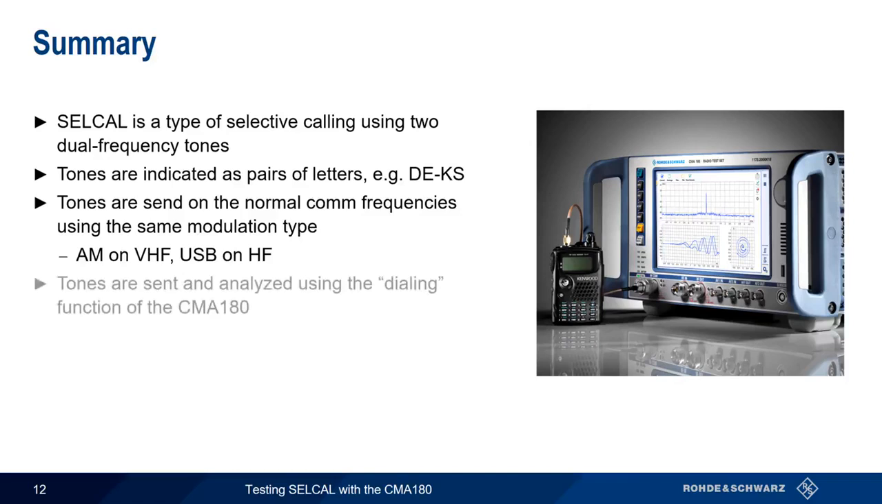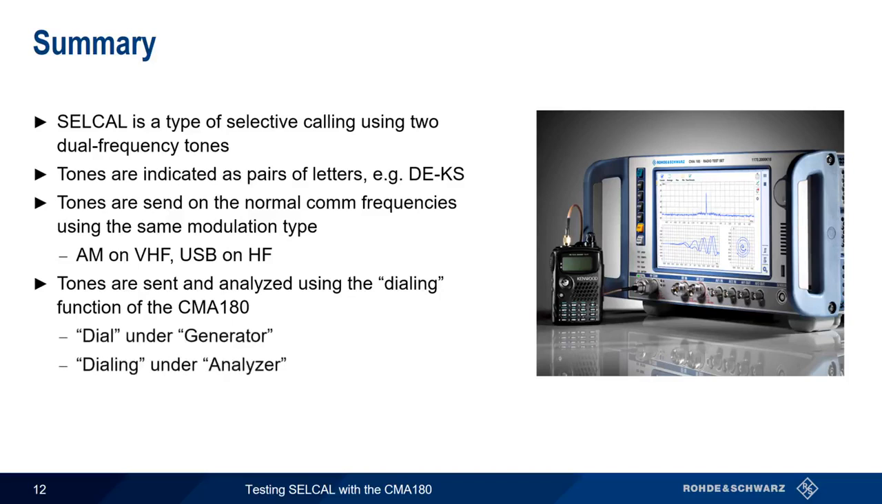On the CMA180, tones are sent and analyzed using the dialing functions. Tones are set using Dial on the generator side, and are analyzed using dialing on the analyzer side. The CMA180 SELCAL analysis displays the decoded tone pairs, as well as their frequencies, deviations, and timings.